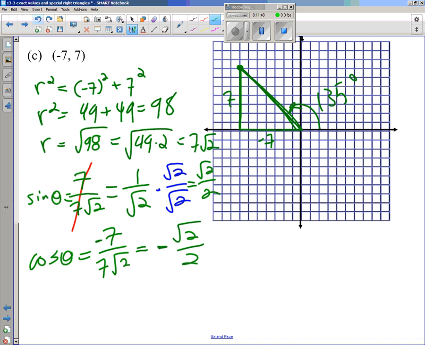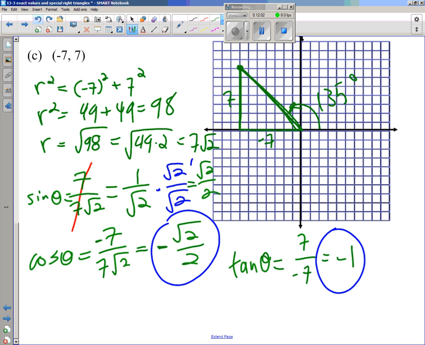Last but not least, tangent theta is y over x. So 7 over negative 7, so it's negative 1. So these happen to be special values. It doesn't always work like that. In fact, usually not. All right, so there you go.